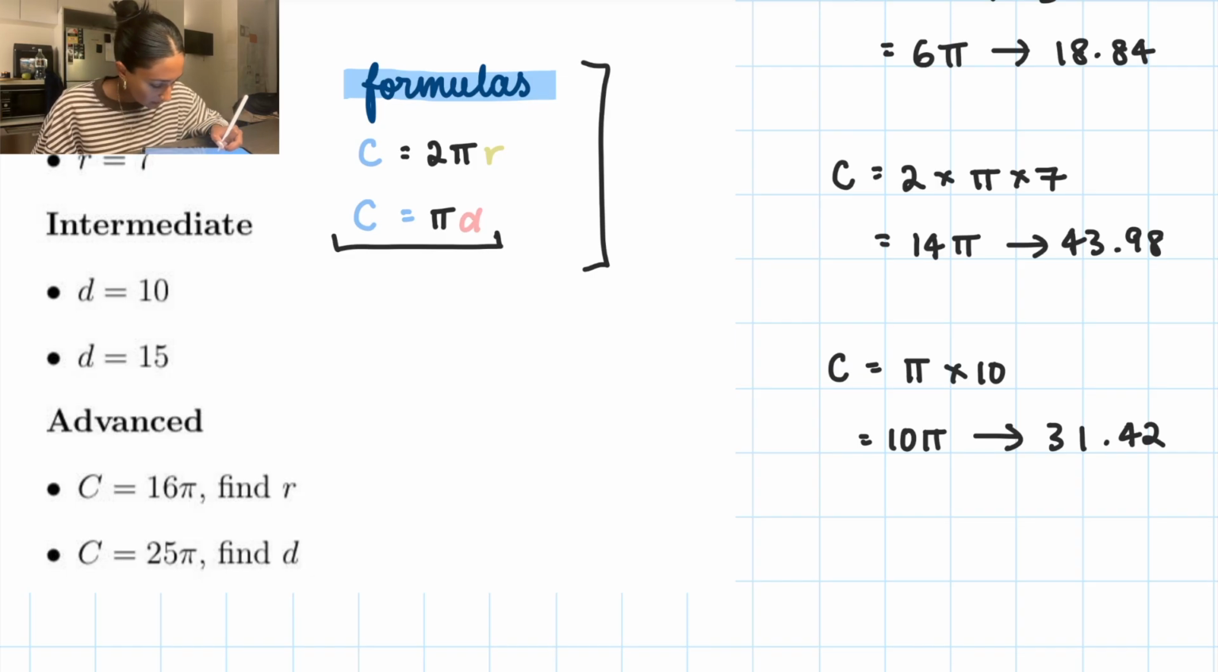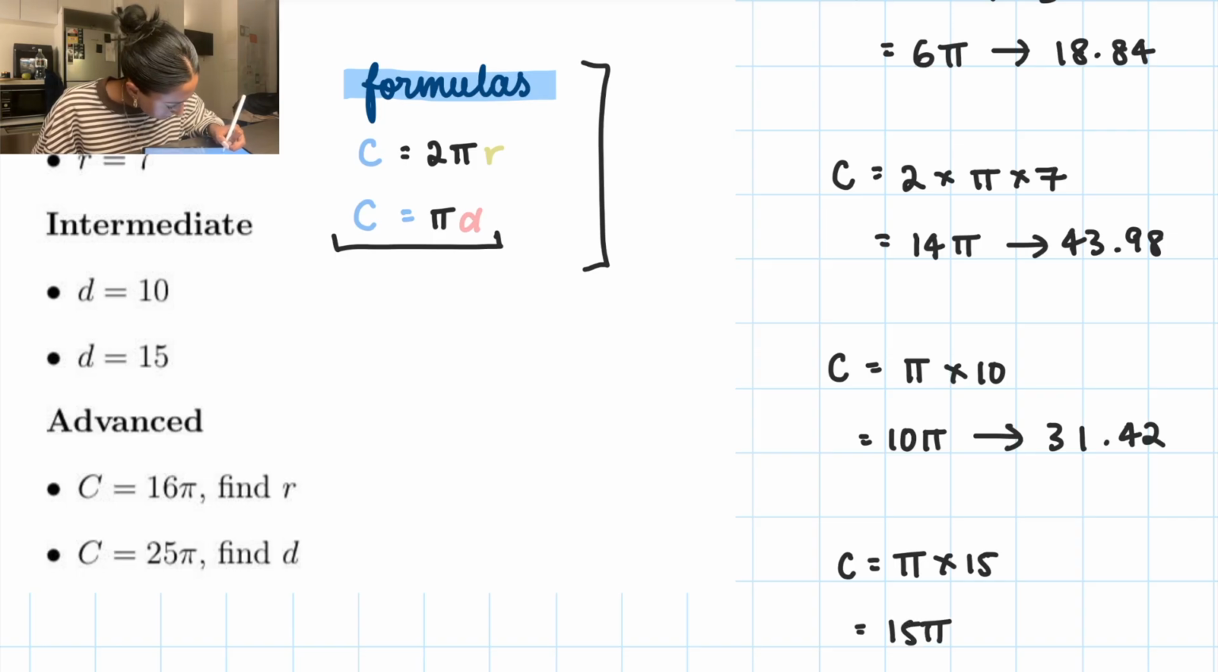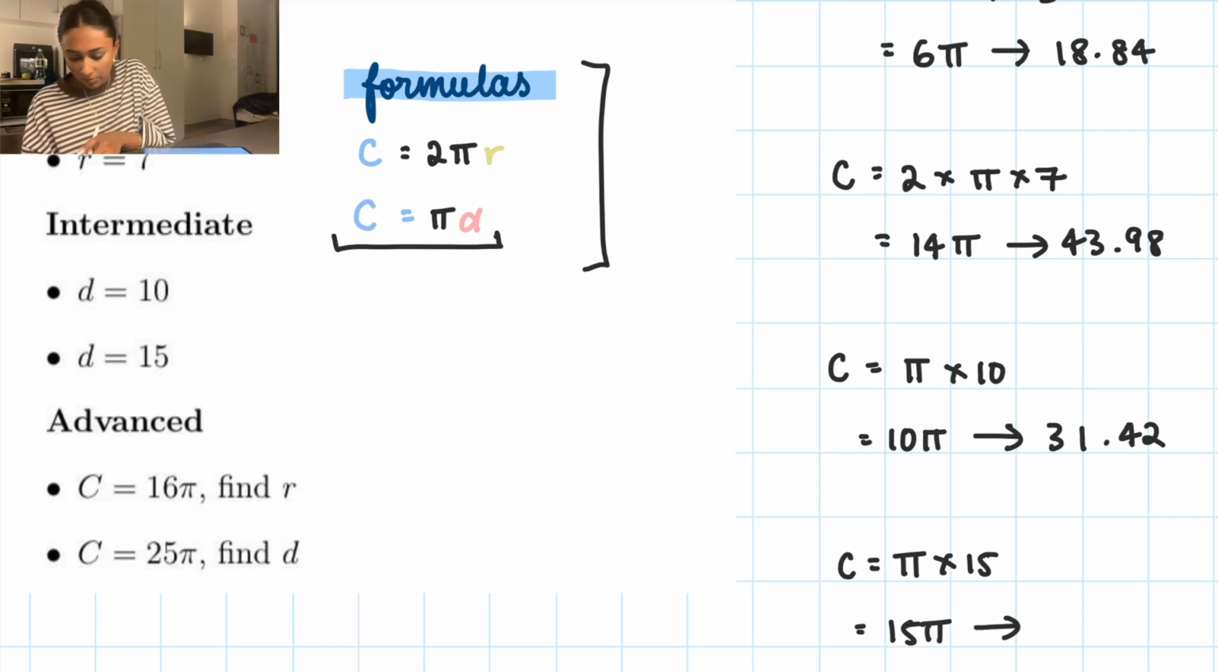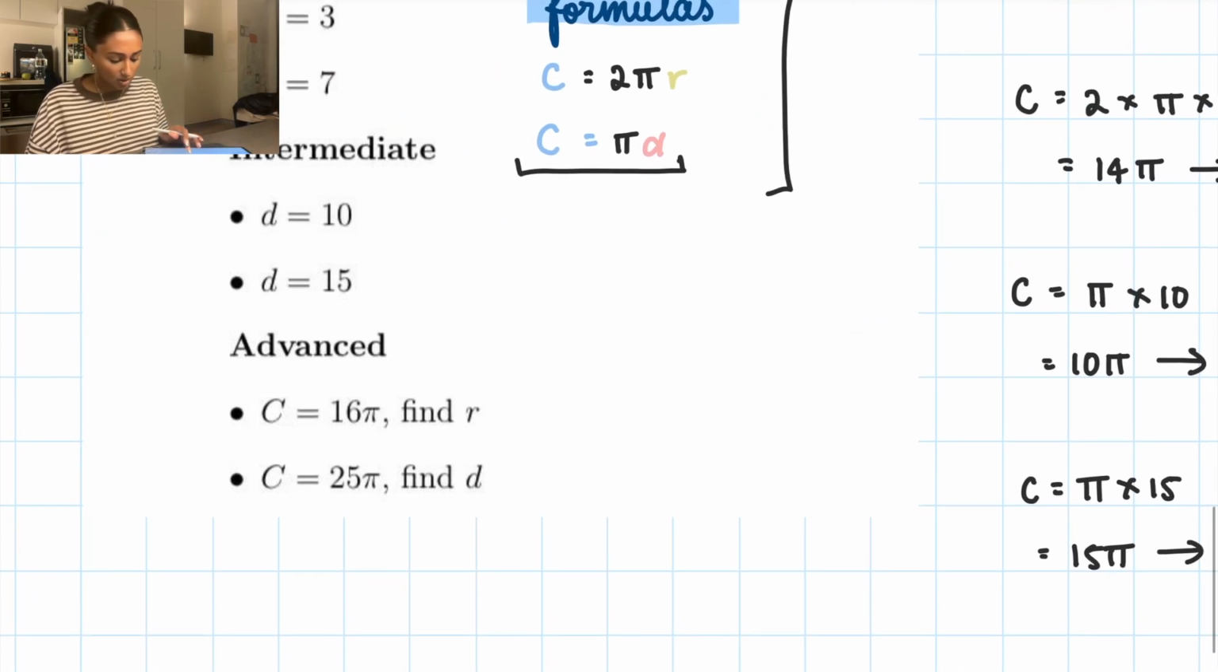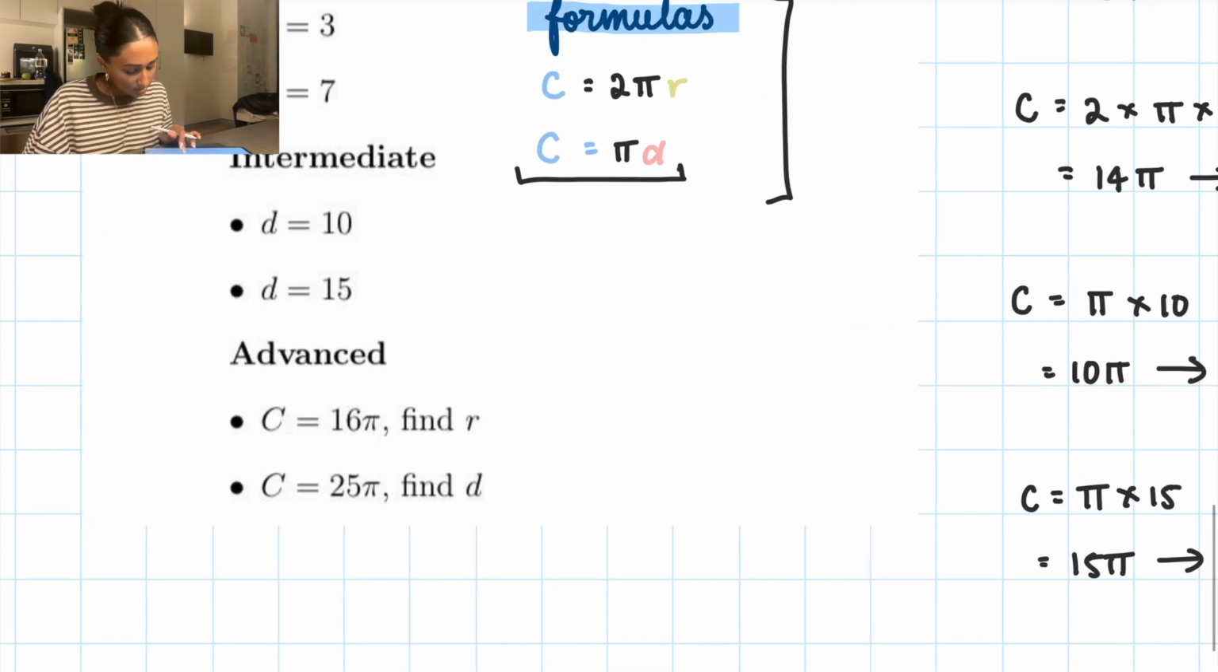So same process as before. C is equal to pi times 15, which gives you 15 pi. If you put that in your calculator, you get 47.12. And moving on to the harder questions, if the circumference is 16, find the radius.